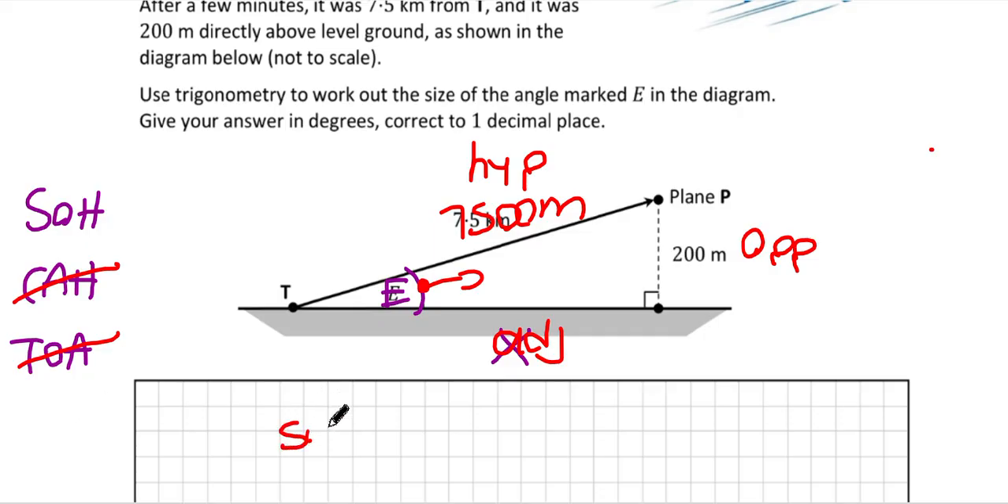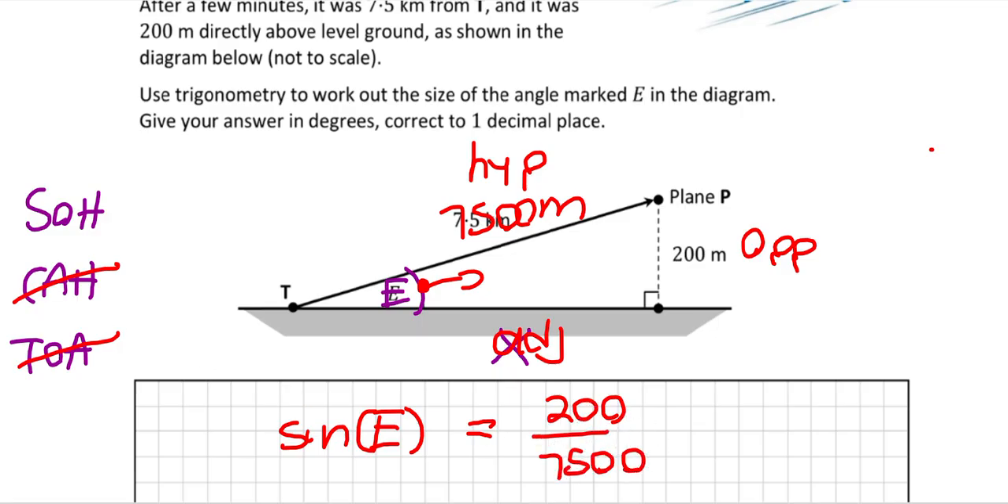So, sine. What usually goes beside sine? Not yet. What usually goes beside sine? The angle you're talking about. What angle are we talking about in this question? We're talking about E, sine E. Opposite divided by hypotenuse. Good focus there. What's opposite? Divided by?